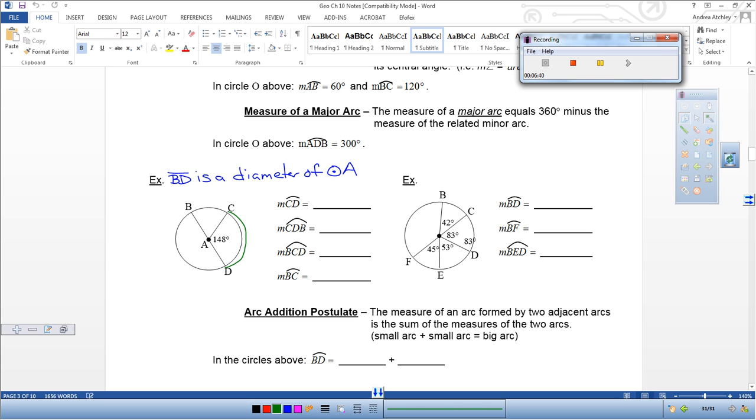Diana, can you tell me what the measure of CD would be then? 148. It is the same measure as that central angle. The central angle is 148, so the arc is 148.